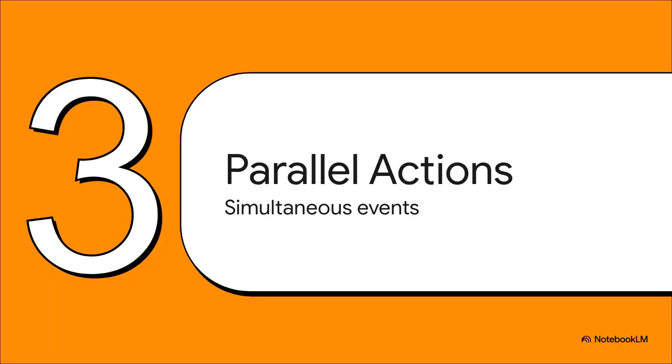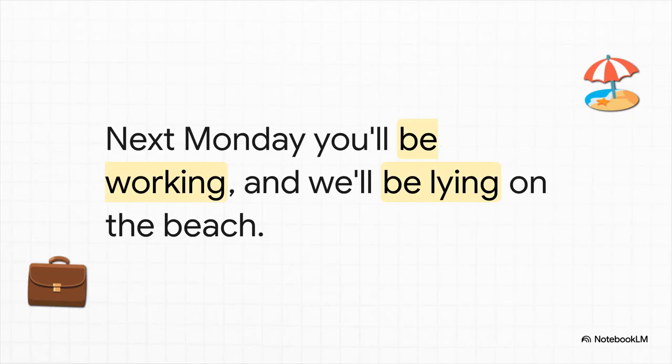Next up, Section 3, Parallel and Inevitable Actions. Let's lean into this incredibly relatable, vivid scenario from our source materials. Next Monday, you'll be working and we'll be lying on the beach. Here we have two simultaneous parallel actions happening at the exact same time in the future. While one person is busy at their desk working, another group is simultaneously relaxing on the sand. The future continuous lets us beautifully contrast these two ongoing events happening side by side.